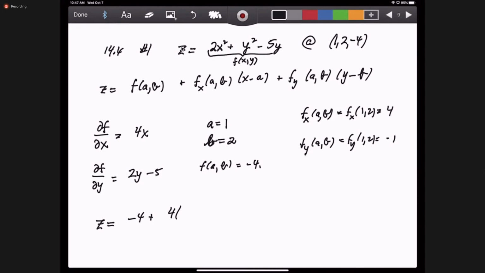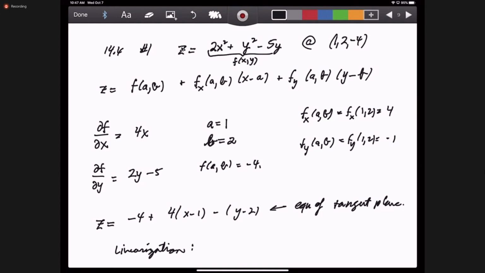All right, so fx of (a, b) becomes 4 times (x minus a), well, a is 1, so I have x minus 1. Fy of (a, b) becomes -1, so we have -(y minus 2). So that's our equation of the tangent plane: z equals -4 plus 4 times (x minus 1) minus (y minus 2). The linearization is just the right-hand side of this equation.